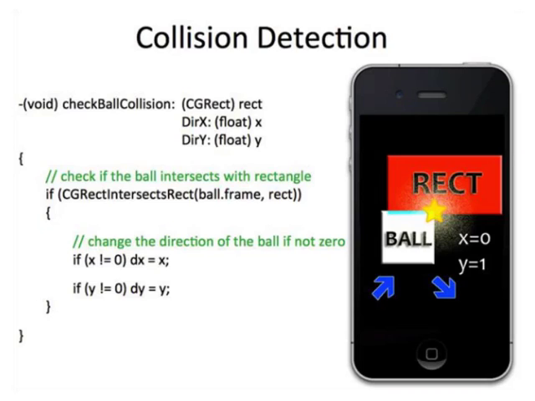So the three parameters that I'm passing into this check ball collision method is a rectangle to check it against. That is to check the ball rectangle to see if there is an intersection. And then if there is an intersection, I'm passing in two variables, a new direction of x and y that the ball will travel if a collision occurs.